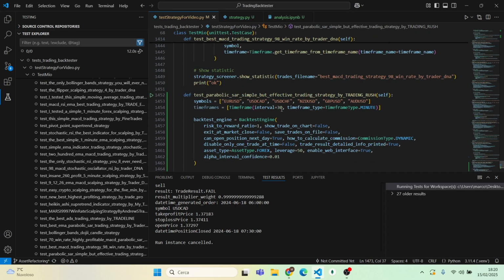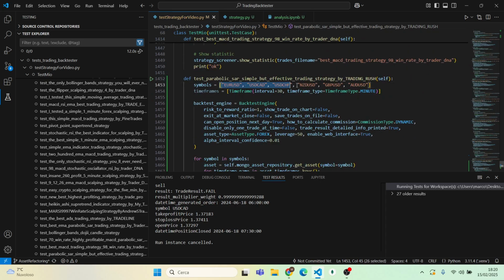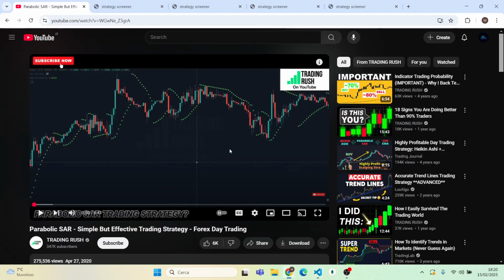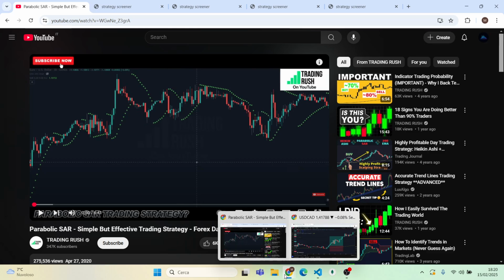I'm going to backtest it on these forex symbols and on the 30-minute time frame. Here are the other settings that I used for this strategy, for example, leverage 50 or alpha confidence interval 0.01. Okay, now it's time to talk about it. Let's watch together some examples.